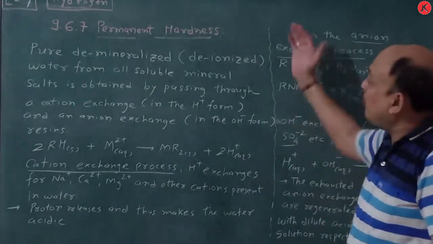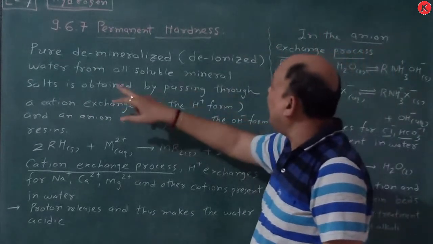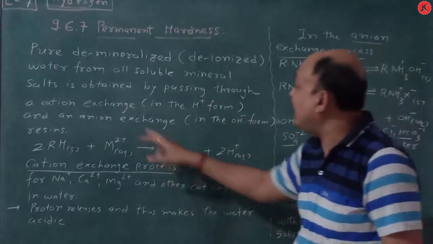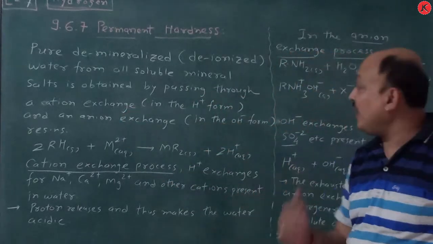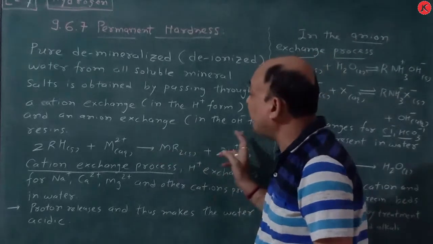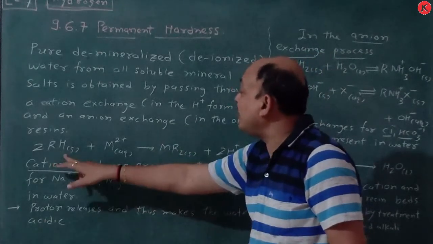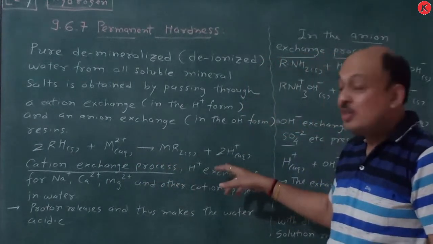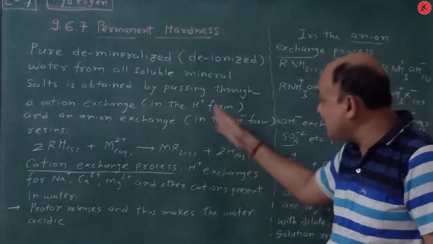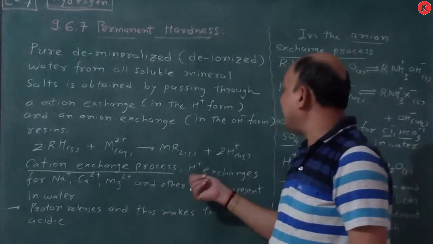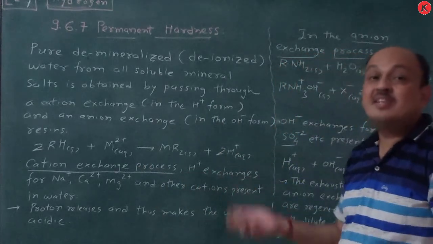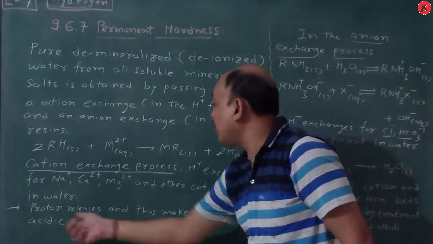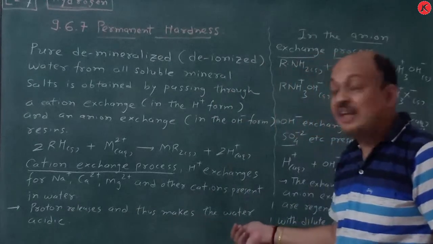Once again, pure demineralized or deionized water, free from all soluble mineral salts, is obtained by passing through a cation exchange in the form of H+ and anion exchange in the form of OH- resins. So here 2RH solid plus M+2 aqueous gives MR2 solid plus twice H+. So here H+ is free, and that's why this is acidic. So in cation exchange process H+ is exchanged for Na+, Ca+2, Mg+2 and other cations present in water. Proton releases and thus makes the water acidic.